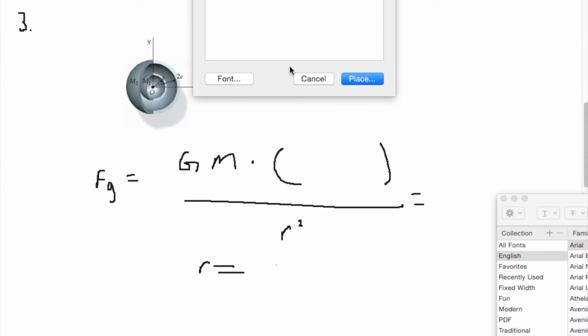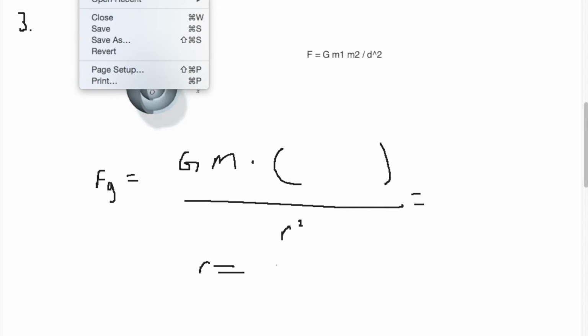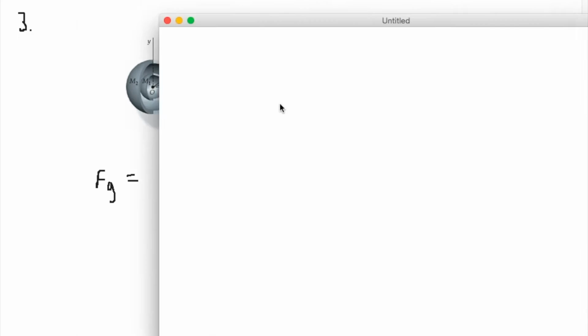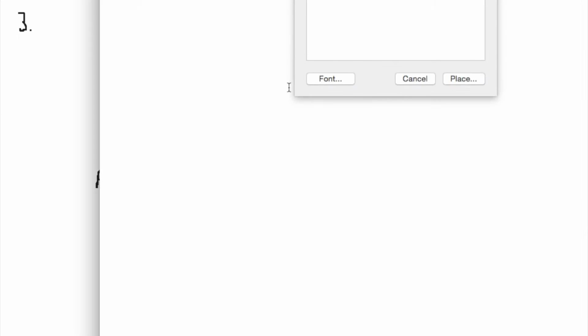So I actually need to fix something for like 1 second. Where is my typing? How do I type stuff?